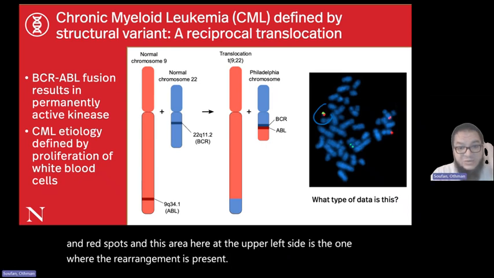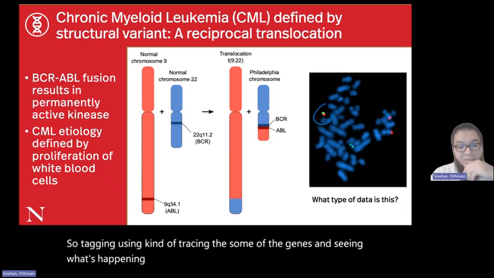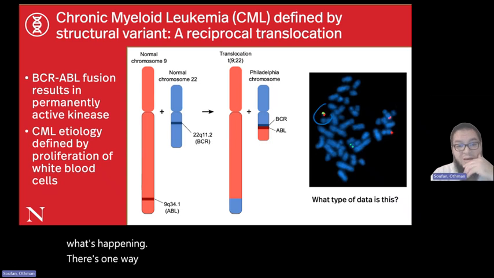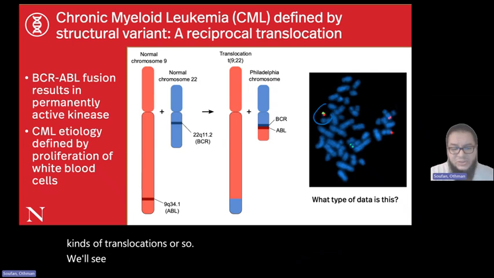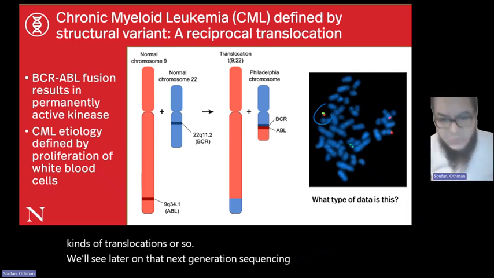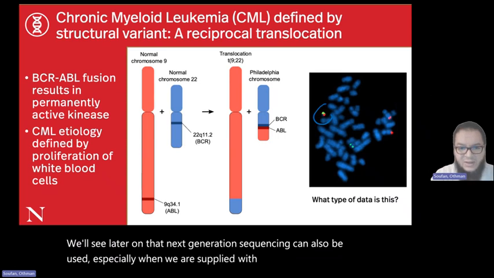So tagging, using kind of tracing some of the genes and seeing what's happening, is one way to try to follow up on whether we are having these kinds of translocations. We'll see later on that next generation sequencing can also be used, especially when we're supplied with the information of paired end reads.